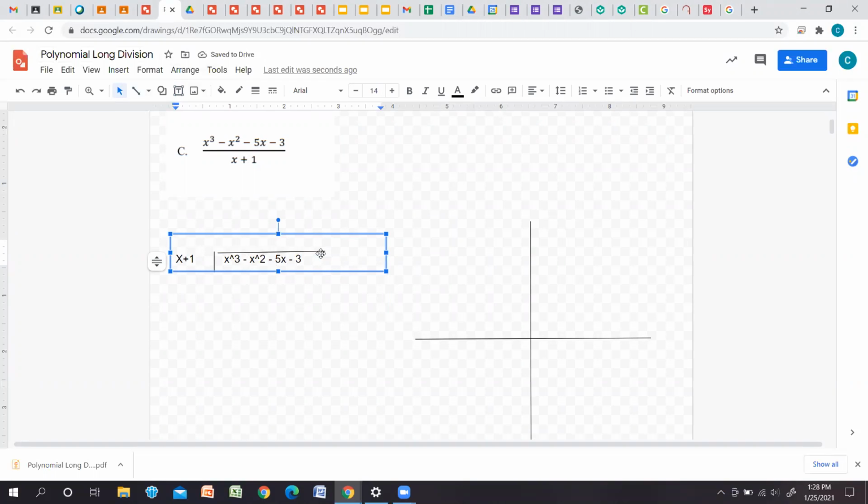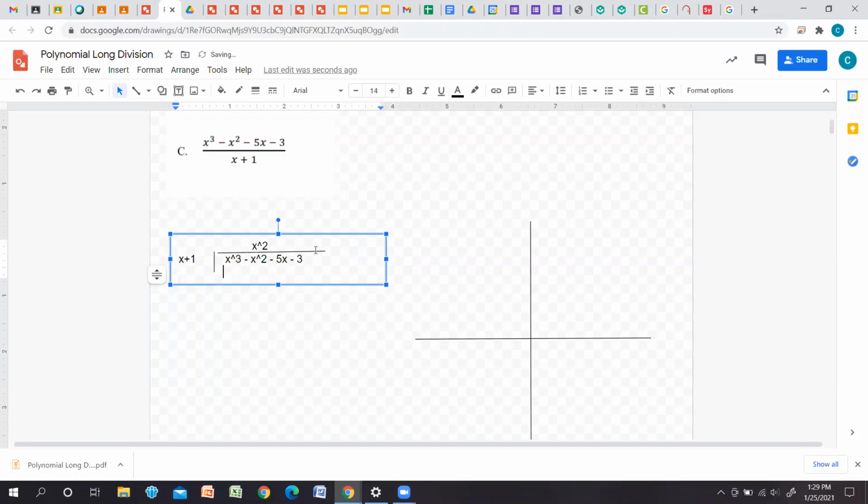And each step, you have to consider, okay, what do I multiply x by to cancel out the first term here? For example, it's x cubed. So x times x squared is x cubed. So that's what I write up here. X squared. It's just like regular long division.